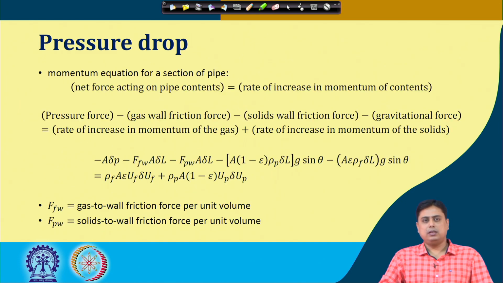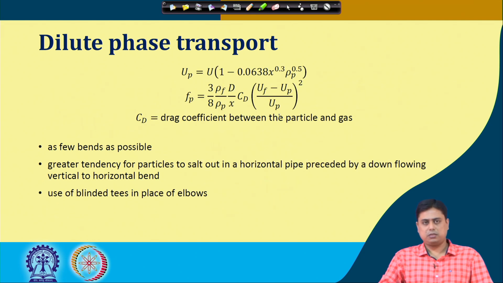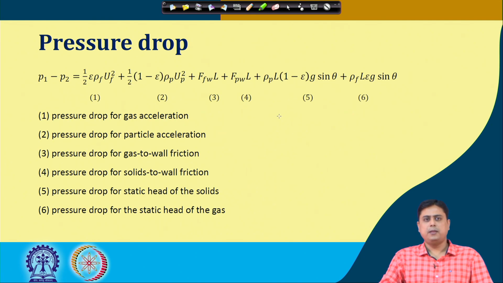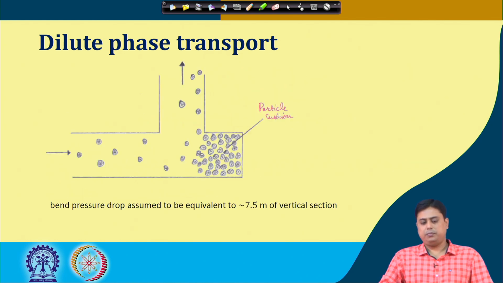We have seen how to estimate the pressure drop. In such cases, a generic expression for the pressure drop, and from there, based on different assumptions, we can reduce the terms in that equation and get the pressure that is required to drive that gas-solid mixture to flow from one point to the other.